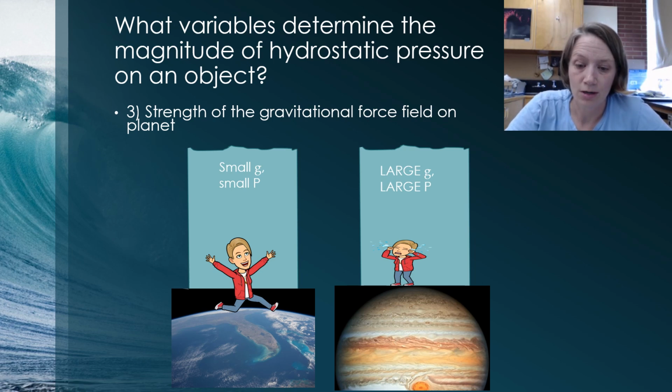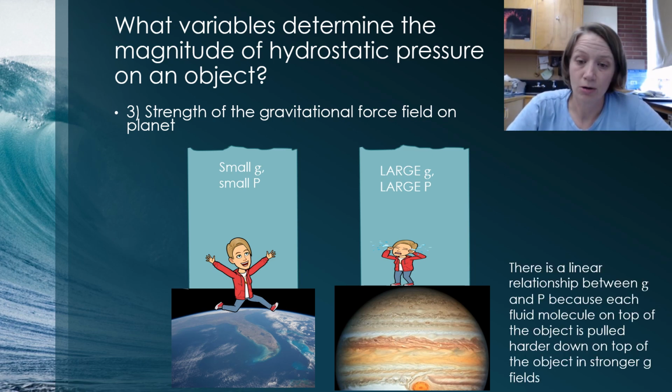If you went somewhere else, like for example Jupiter, that has a massive amount of gravity, and you had the same amount of the same fluid on top of you, you would feel a lot more pressure because Jupiter would be pulling that fluid down on top of your head a lot harder than Earth does. So there's a linear relationship between G, which is the planet's gravitational force field, and the pressure, because each fluid molecule on top is pulled harder down when we have stronger gravitational fields.